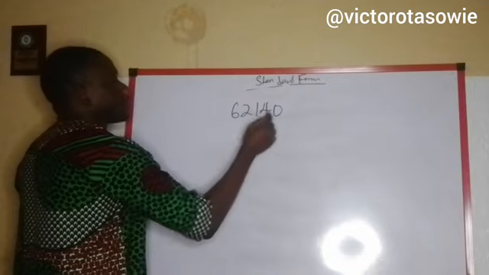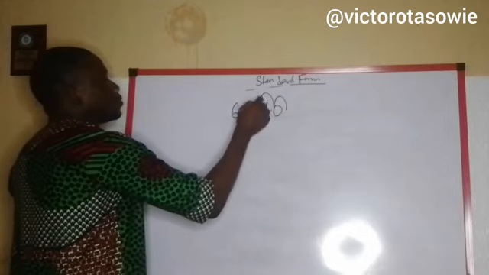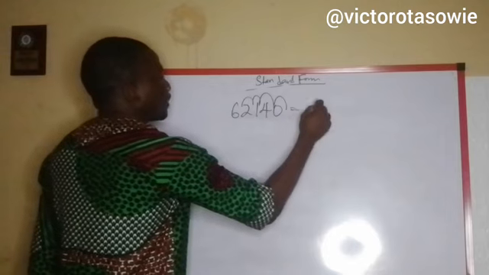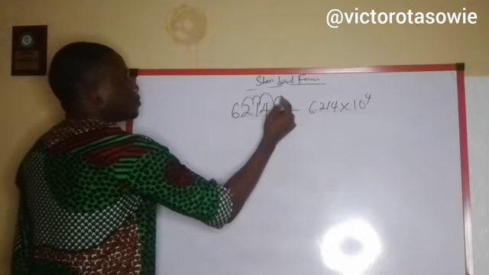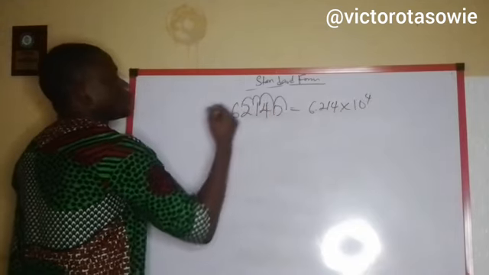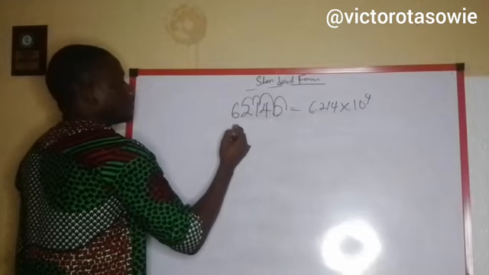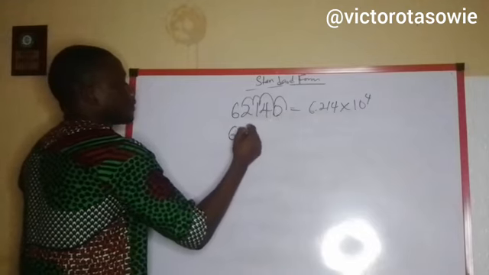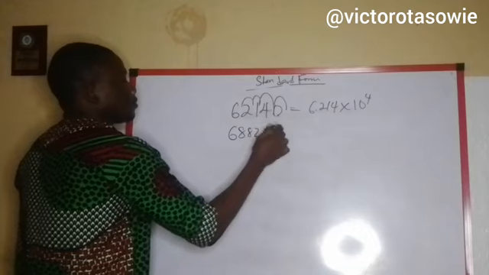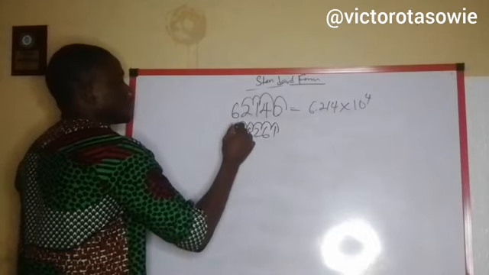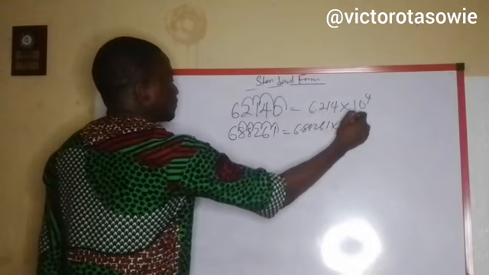Convert this to standard form. Remember that there's an invisible decimal point here. Take it backward: 1, 2, 3, 4. So we have 6.214 times 10 raised to the power 4. You don't need to add this 0 because this 0 is insignificant. Let's try something like this. Move it 1, 2, 3, 4, 5, which is 6.8826 times 10 raised to the power 5.